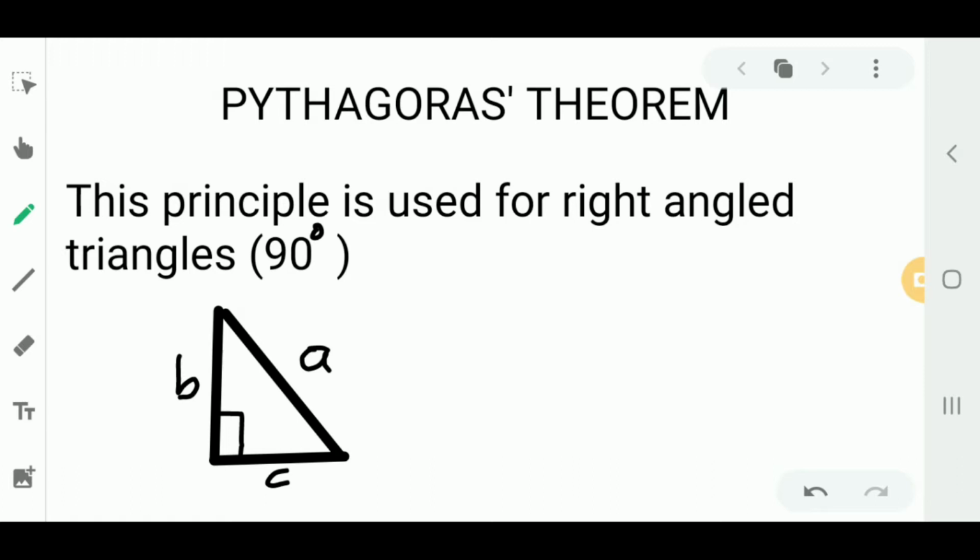So today, we'll be doing Pythagoras' theorem. This is a principle that we use for right-angled triangles, and we know that right angles form 90 degrees. So here, we have A, B, and C. Now, each side of this triangle has a specific name.